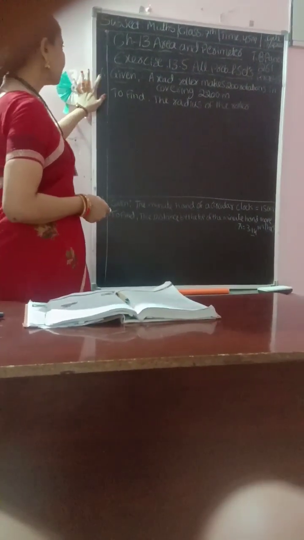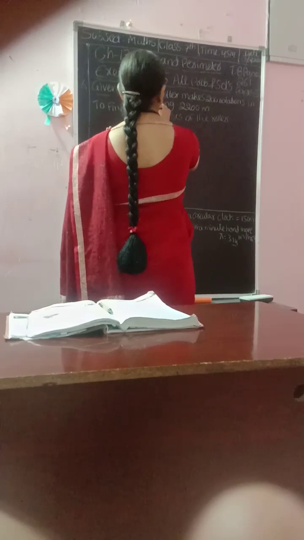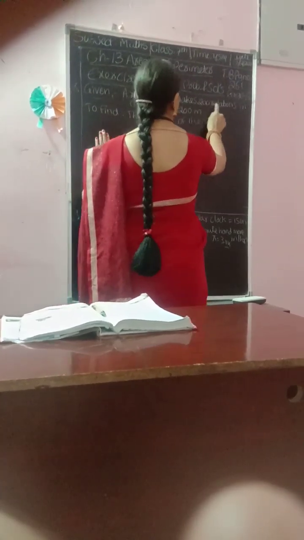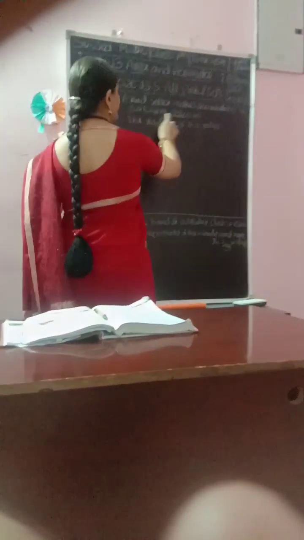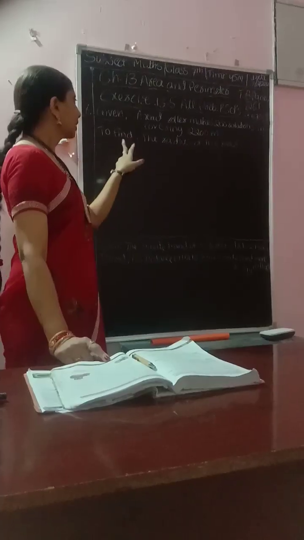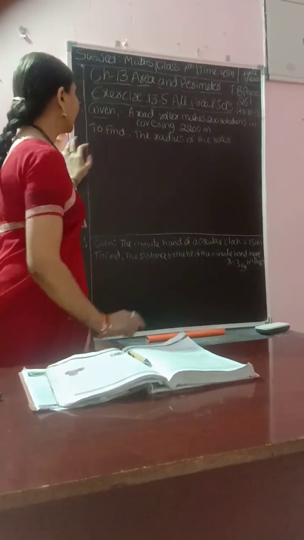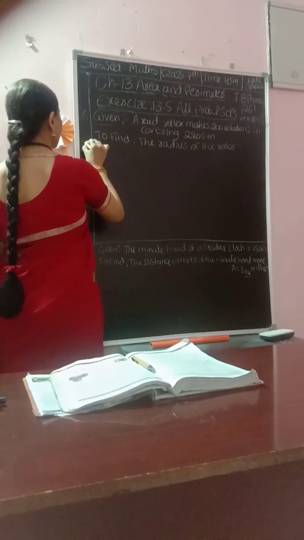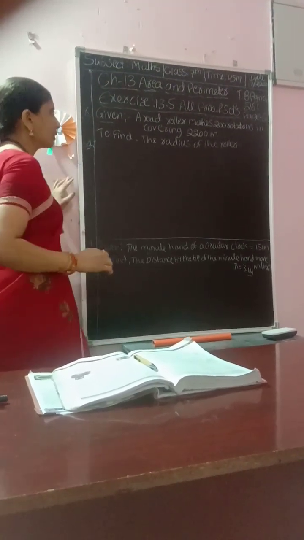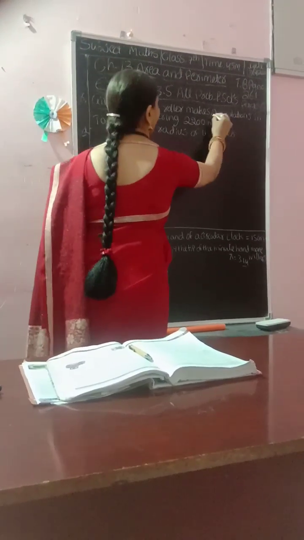Let us start with the 8th problem. Write down what is given. A road roller makes 200 rotations in covering 2200 meters, and we have to find the radius of the roller. Solution: first, the distance covered in 200 rotations.